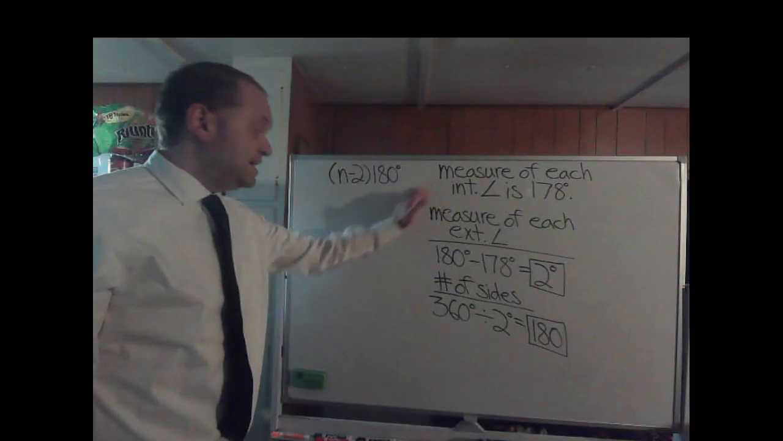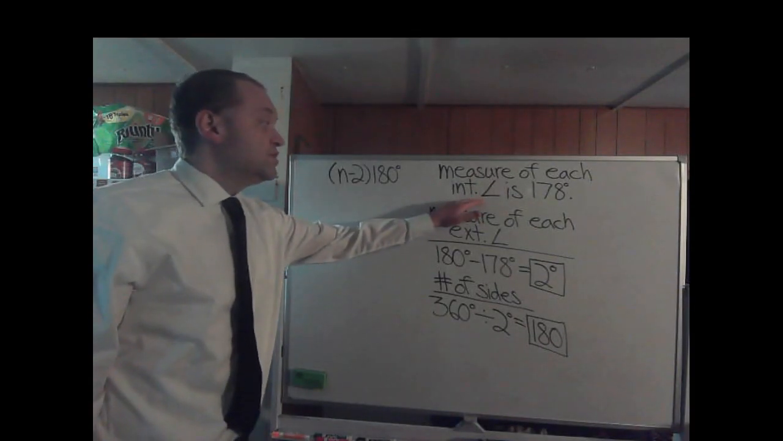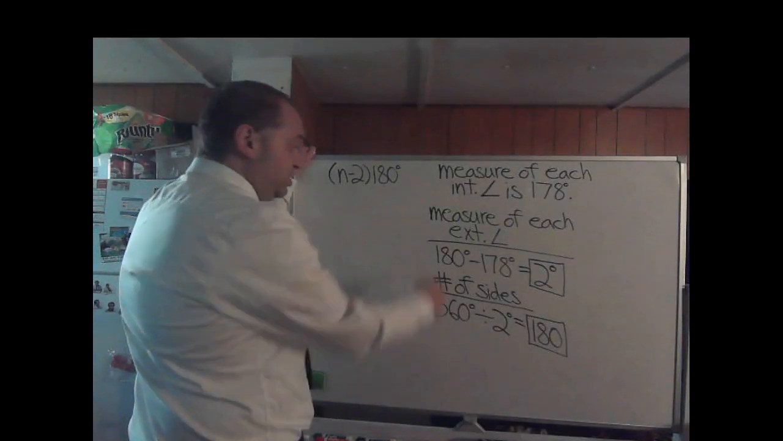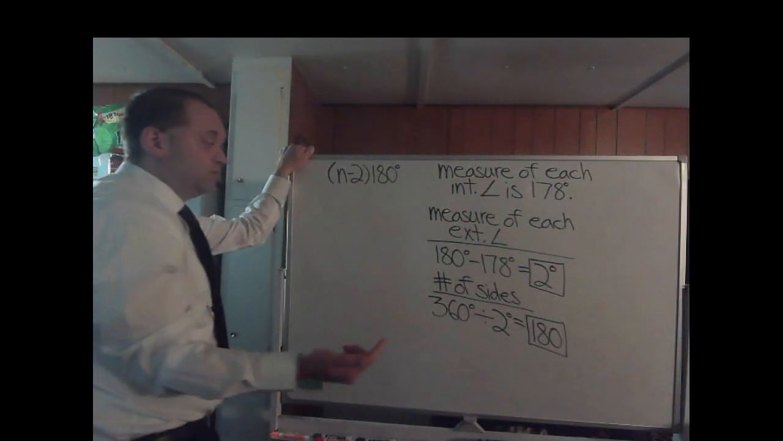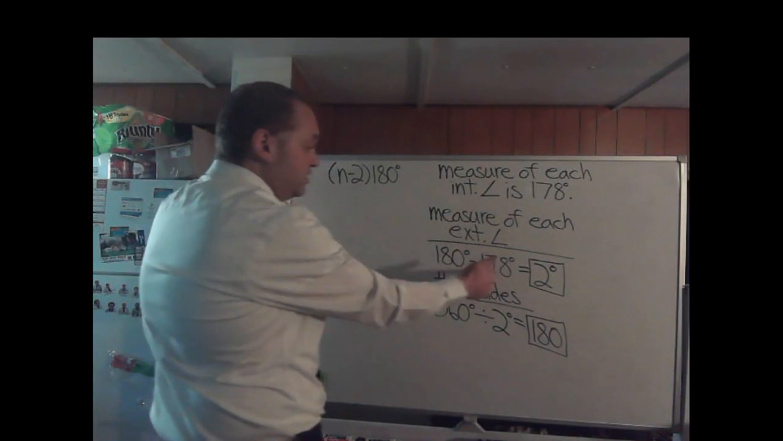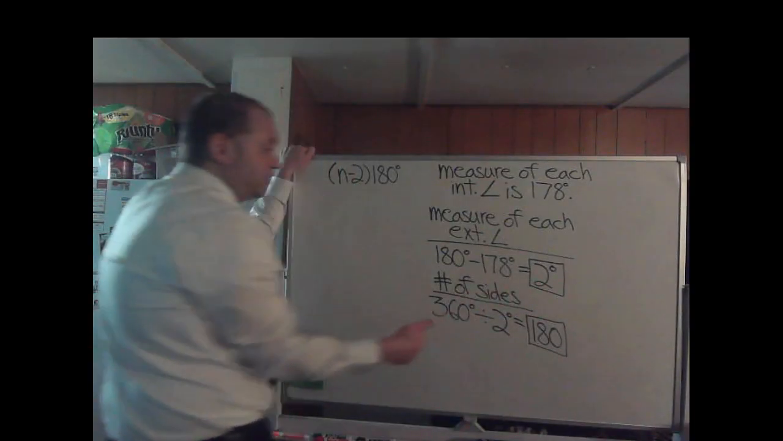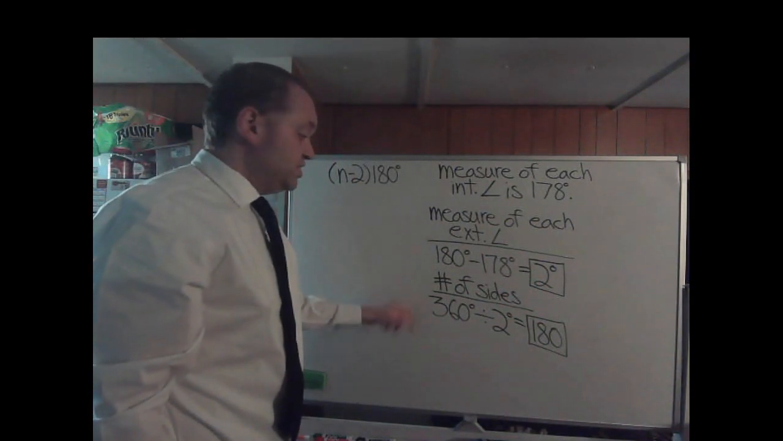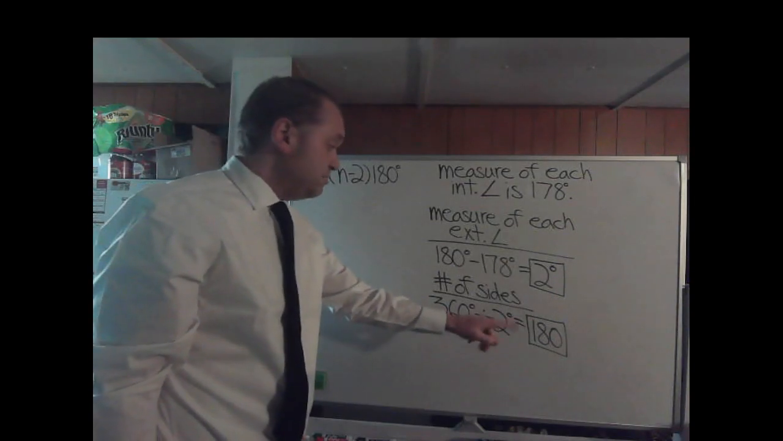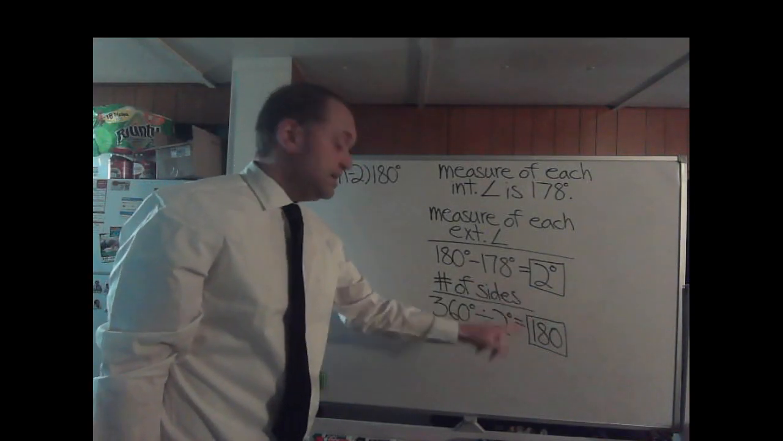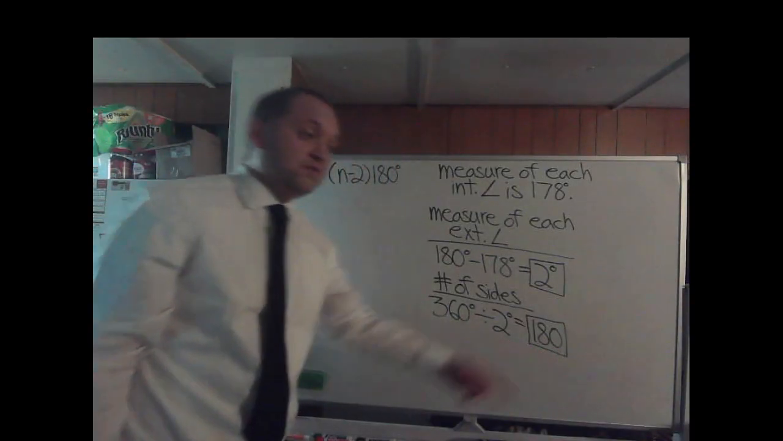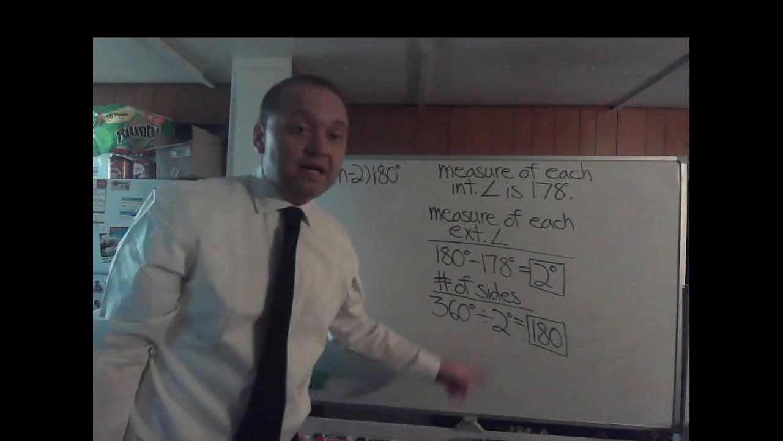And then these last couple problems, if they only give you the measure of each interior angle, they don't give you anything else, start with finding your exterior angle. So take 180 minus your interior angle, you'll get your exterior angle. And then to find the number of sides, you just take 360 divided by the measure of each exterior angle, and you'll get your number of sides, which in this case is 180.